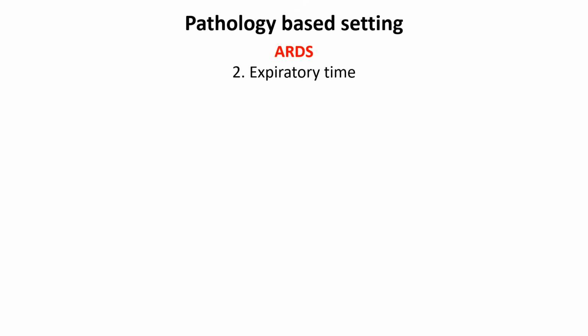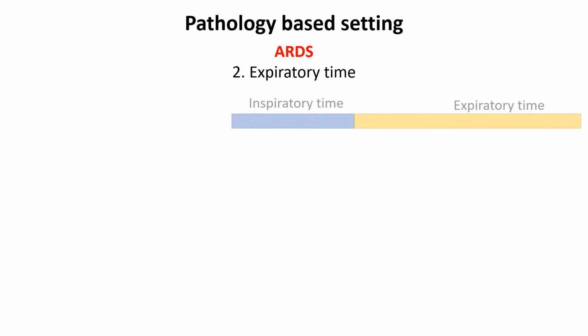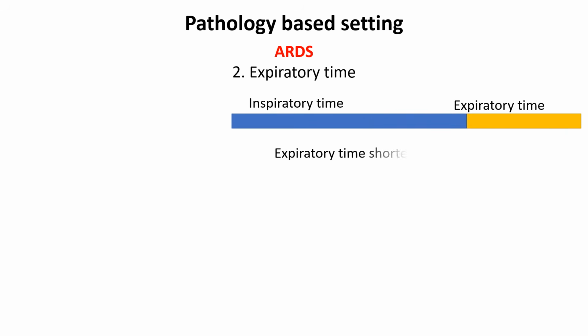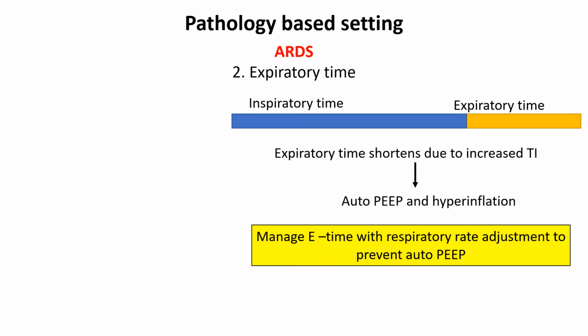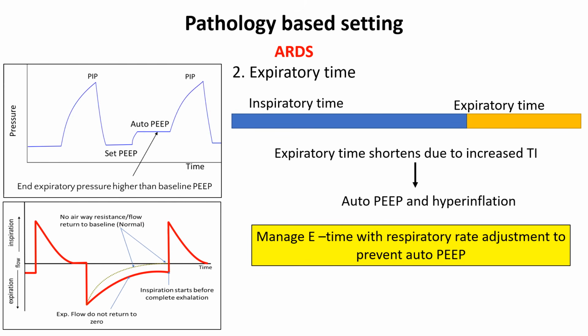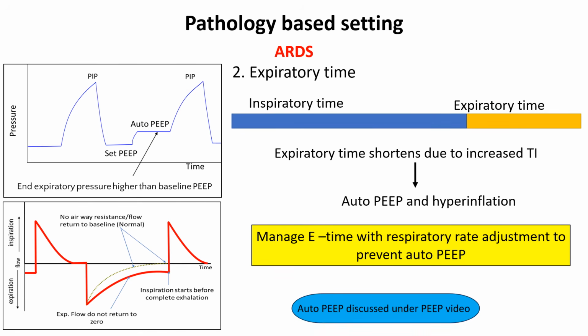Due to the increased inspiratory time, expiratory time is shortened to maintain the respiratory cycle. With shortened expiratory time, incomplete exhalation can lead to breath stacking and dynamic hyperinflation. Reducing respiratory rate in such cases can increase total cycle time, allowing more time for exhalation. Continuous monitoring of flow waveforms, auto PEEP levels and end-tidal CO2 helps detect inadequate exhalation and the need for further adjustments.